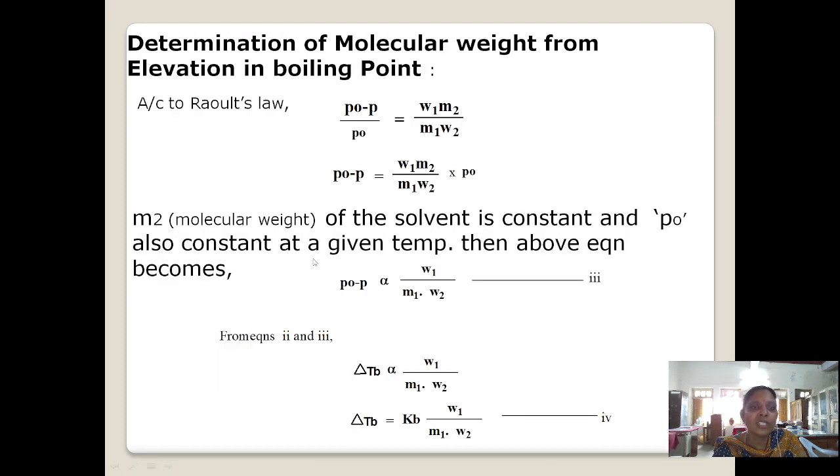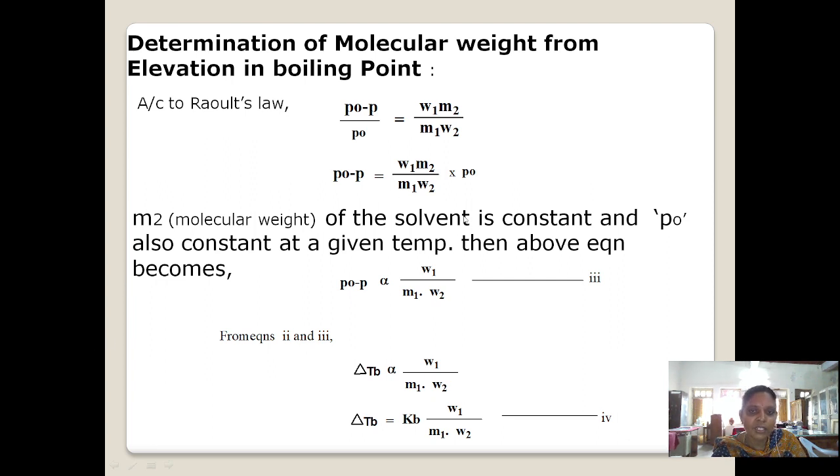Then by using elevation in boiling point, we can also calculate the molecular weight. According to Raoult's law, which we already derived in the previous module, P0 minus P upon P0 equals weight by molecular weight of solute into molecular weight of solvent. If you rearrange the equation, P0 minus P equals the number of moles of solute to solvent into vapor pressure of pure solvent.